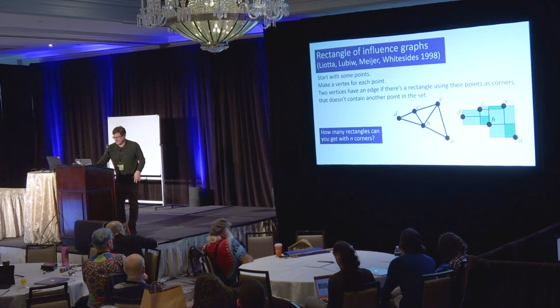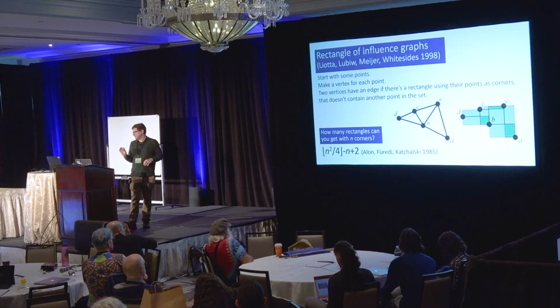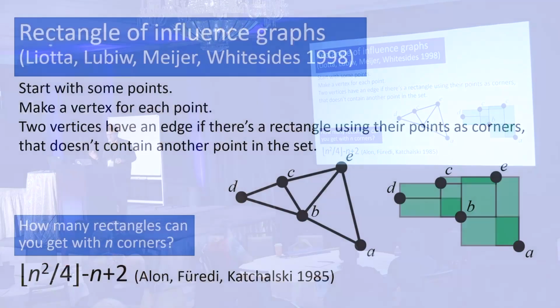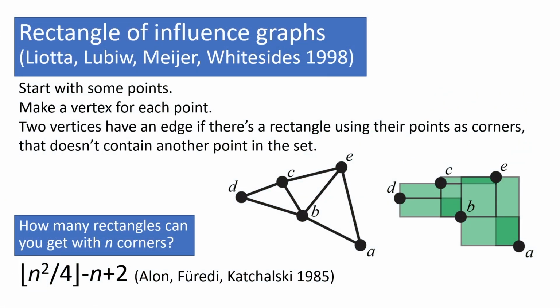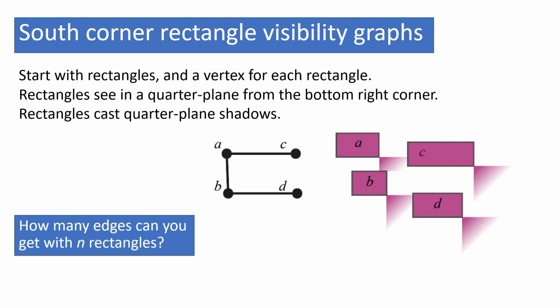And some folks worked on this, and they came up with this formula. With n corners, you can get at most n squared over 4 rounded down, minus n plus 2 rectangles, aka edges in the graph. So this is the stuff that we were working on. We called these things south corner rectangle visibility graphs. We're combining these two ideas.